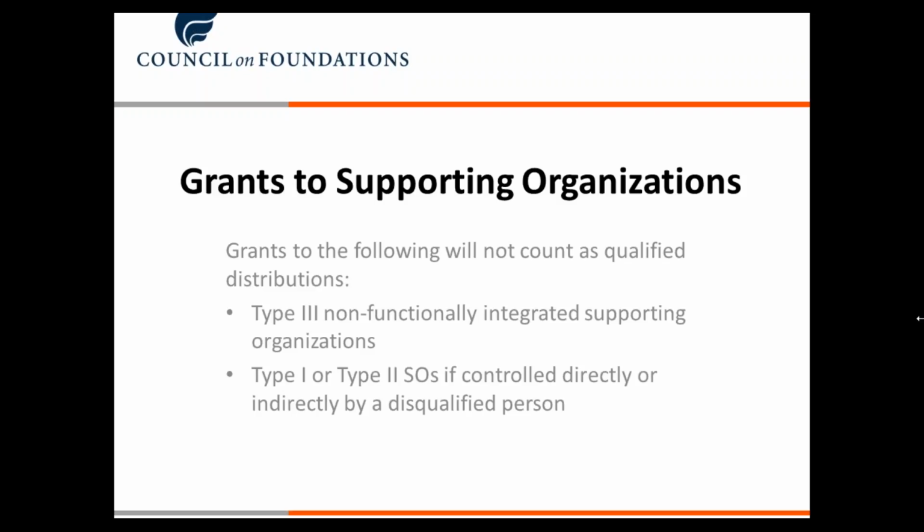So a Type 1 or a Type 2 supporting org that's not controlled by a disqualified person would be an acceptable grantee, and that grant could count toward your distribution amount. But if it's a Type 3 non-functionally integrated supporting org, or if there's some control of the supporting org, that grant will not count toward your distribution amount.